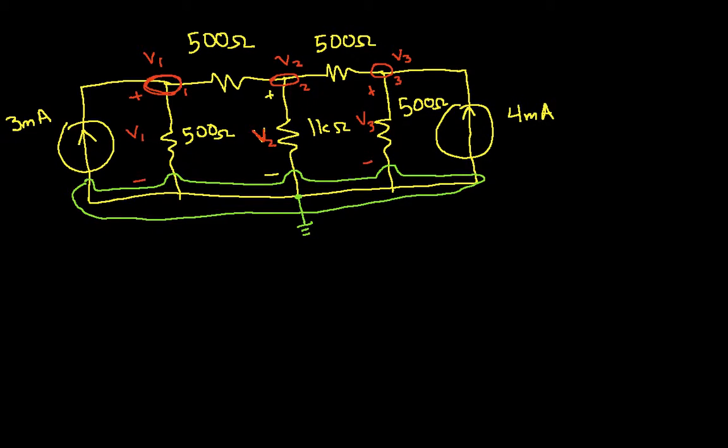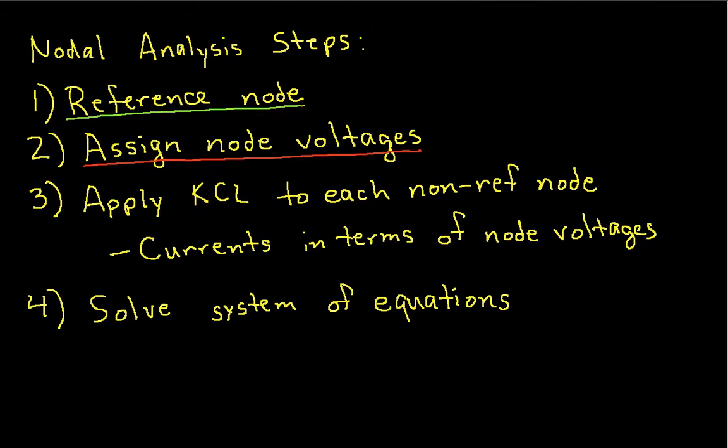Steps 1 and 2 are pretty easy. They're pretty fun. Step 3 is where things can get a little busier. It's actually not that much harder, but it does get a little more complex. So basically, the next thing I want to do is apply Kirchhoff's current law to each non-reference node.